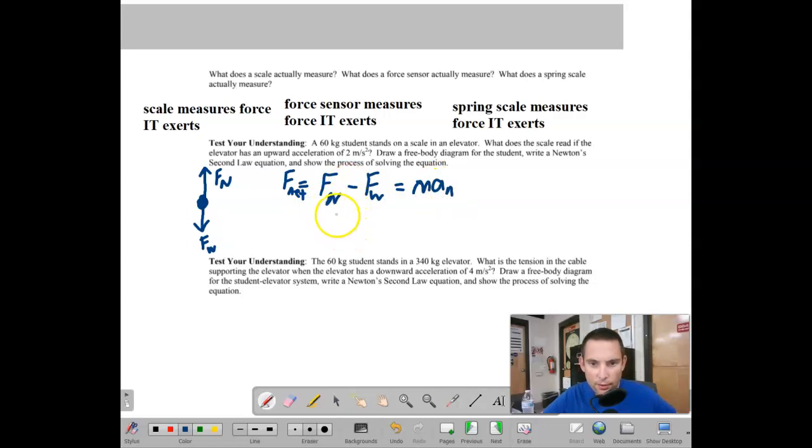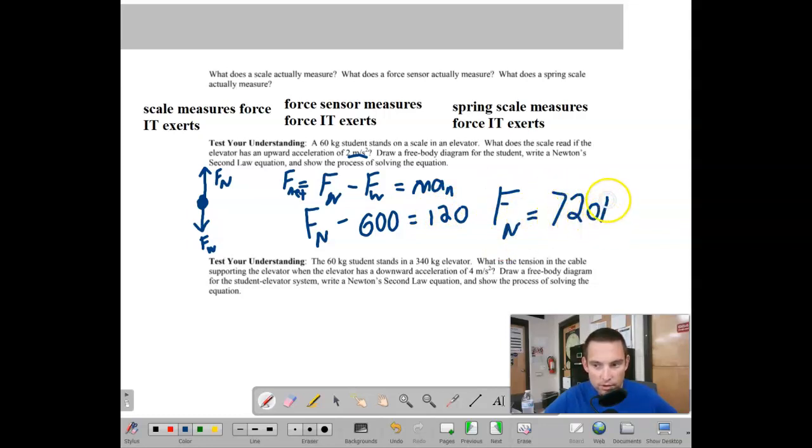So we can now plug in our numbers here. We know the weight force is going to be 60 times 10, which is 600 newtons. So the normal force minus 600 equals mass, 60, times 2, because the net acceleration is given to us as 2, so 60 times 2 is 120. Our normal force will then be 720 newtons. The unit for force is a newton: kilogram times meter per second squared.